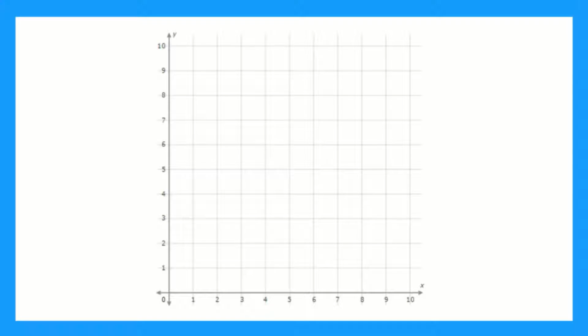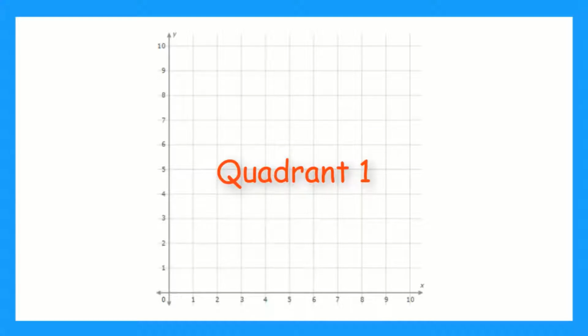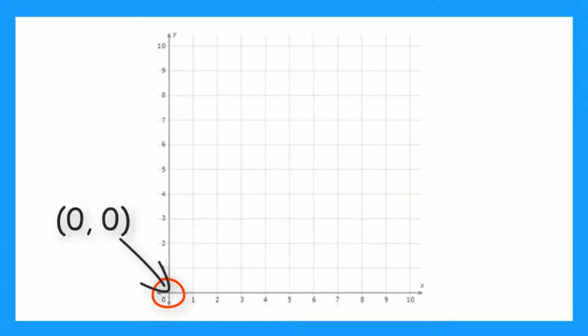A coordinate grid is a grid where points are plotted. Coordinate grids have two or more intersecting lines, like these thick black ones here, that break the grid up into quadrants. A quadrant is a section on the grid. This coordinate grid has just one quadrant, and it's called Quadrant 1. The origin is the place where the two thick lines intersect or cross each other. The coordinates at the origin are 0, 0.